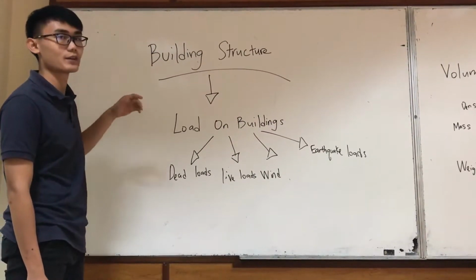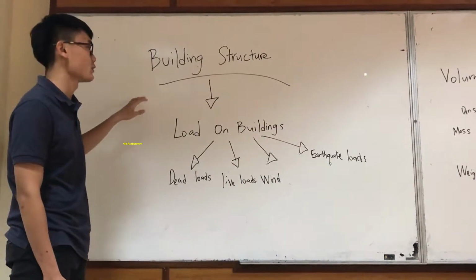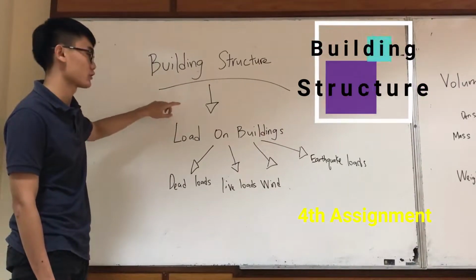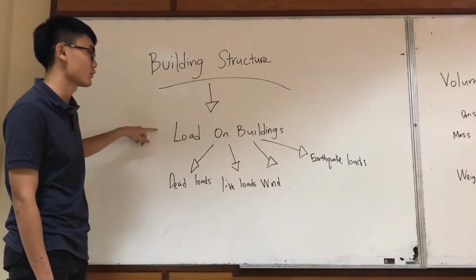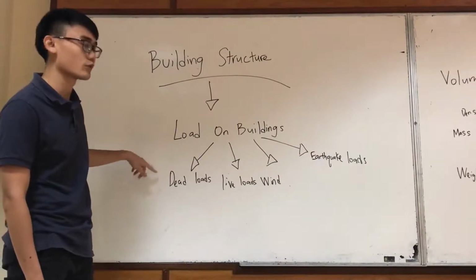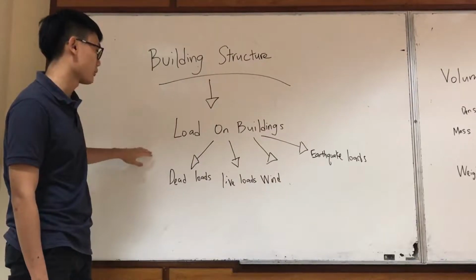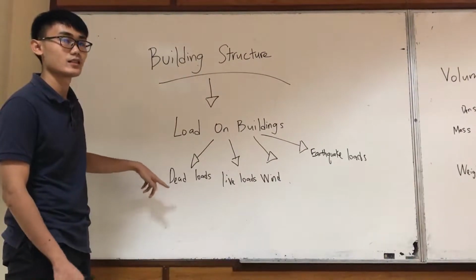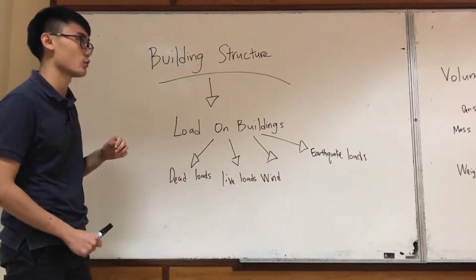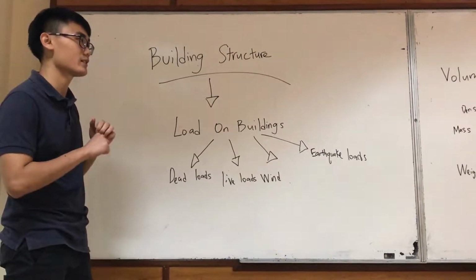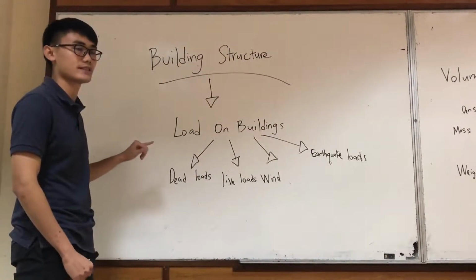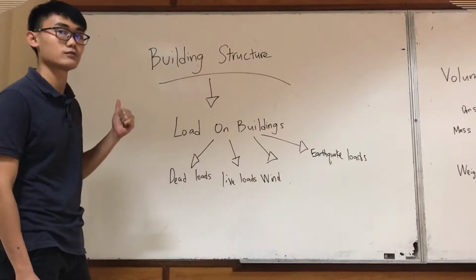And the assignment that I'm going to discuss today is building structure. From building structure, there are many topics, and one of the topics that I want to discuss today is load on buildings. Loads on buildings can be categorized into 4 groups, but today the main topic that I want to discuss is dead loads. Dead load is defined as the vertical load due to the weight of the permanent structure and non-structural components and attachments like walls, ceilings, floors and roofs.